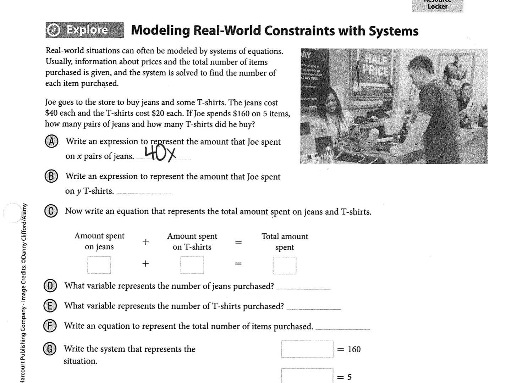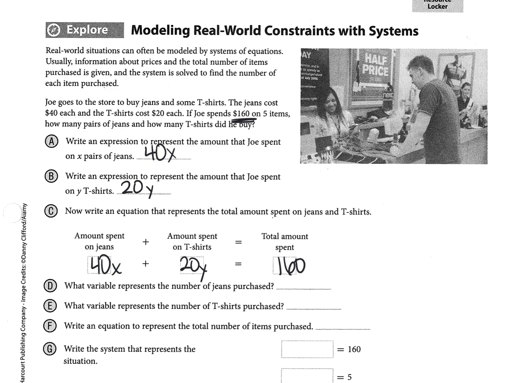Write an expression to represent the amount that Joe spent on t-shirts. The t-shirts cost $20, and the number of t-shirts is represented by Y. Now write an equation to represent the total amount spent on jeans and t-shirts. So we have the two pieces combined for a total of $160.